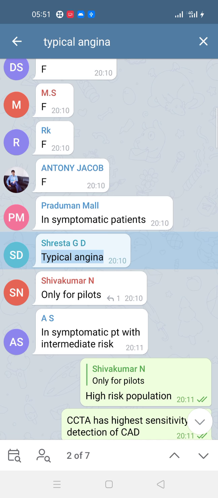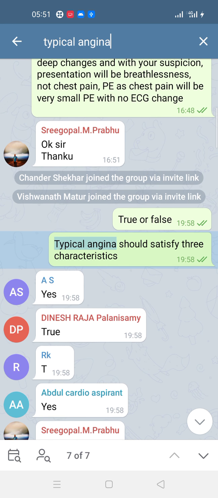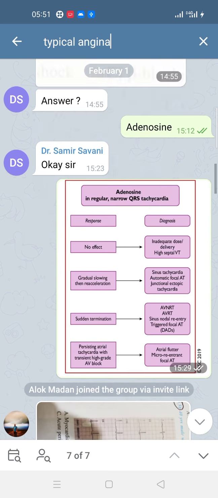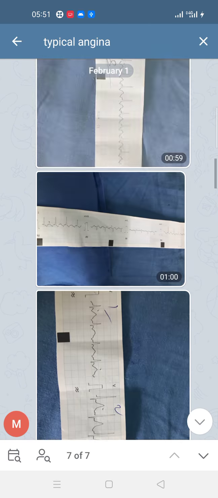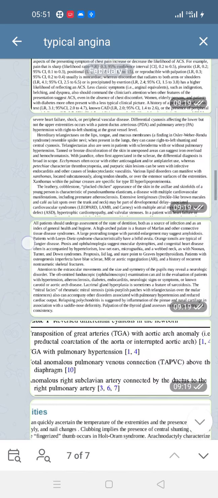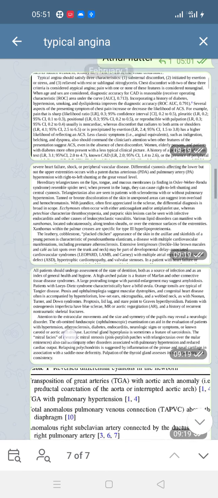So typical angina, there are 7 choices and you go up and up and up. In the 7th choice, you will get where we are going to start. This is where we started it. This is the typical angina should satisfy 3 characters. This is how we started our evening discussion.